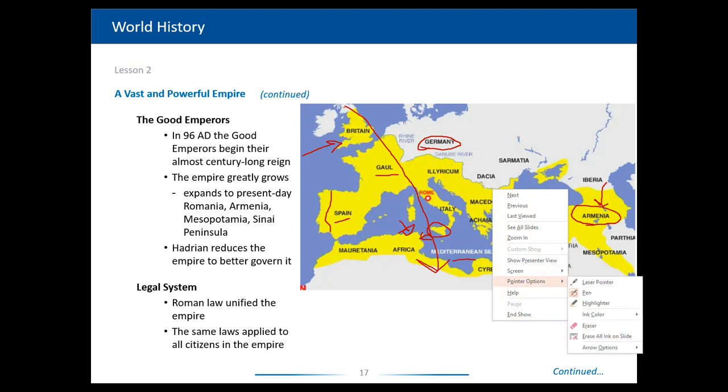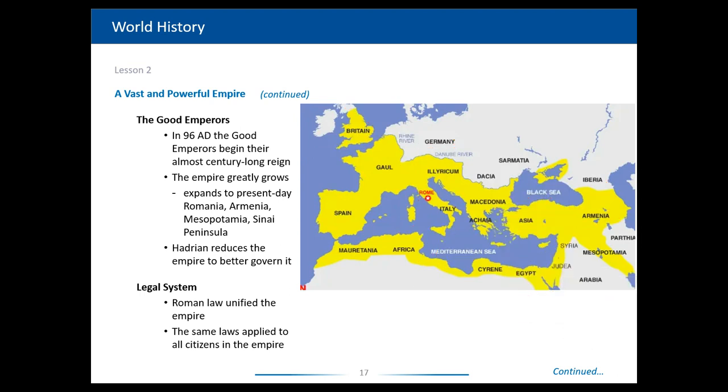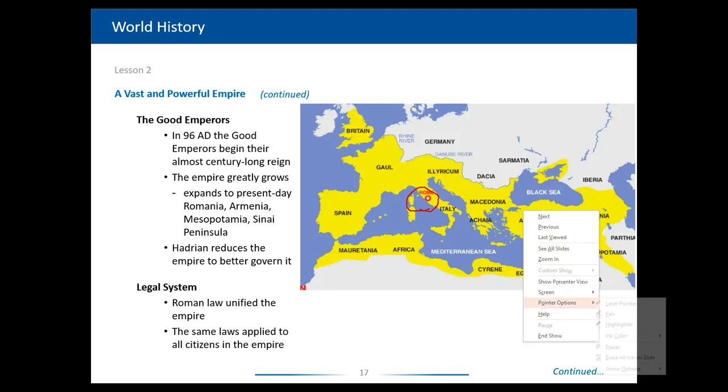I'm going to erase all my ink. And don't forget that Rome is here. This is where Rome is. Hadrian reduces the empire to better govern it. The legal system of Rome, the Roman law, unified the empire, and the same laws applied to all citizens in the empire.